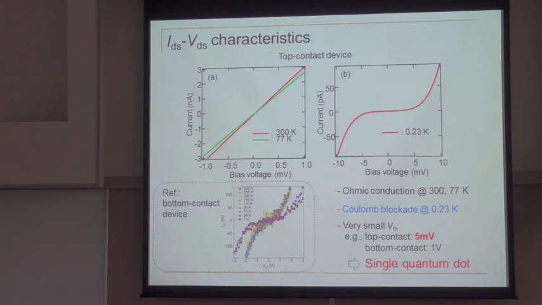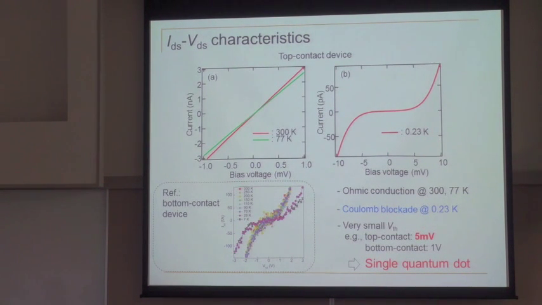And this shows the IV characteristic. In contrast to the result for the bottom contact device, Ohmic conduction is obtained at room temperature and 77 Kelvin. But at a very low temperature of 0.23 Kelvin, we could obtain the Coulomb blockade. And this Coulomb blockade has a very small threshold voltage of about 5 millivolts.